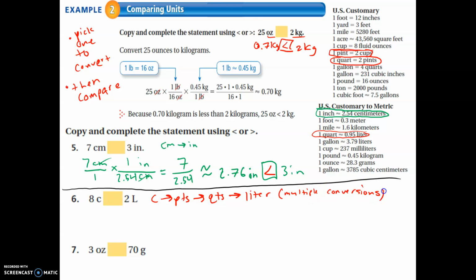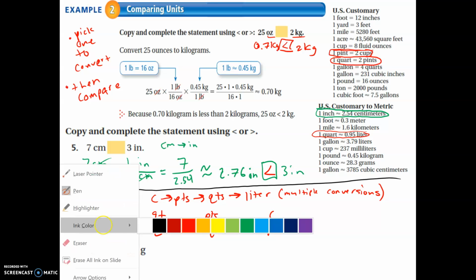And we did those multiple conversions yesterday, right? So let's actually go the reverse of that. Let's do liters to cups. It doesn't really matter how we do it, but let's go liters to cups. So we'll do 2 liters over 1. And then liters on the bottom, quarts on the top. And then quarts on the bottom, pints on the top. And now pints on the bottom, cups on the top. And now we just have to plug in our numbers here.